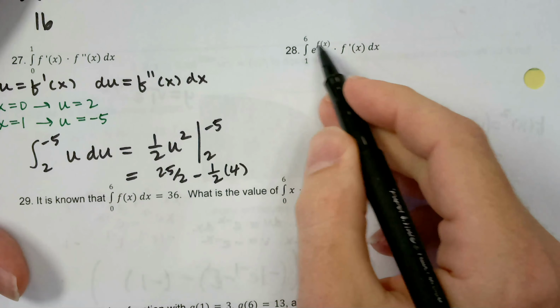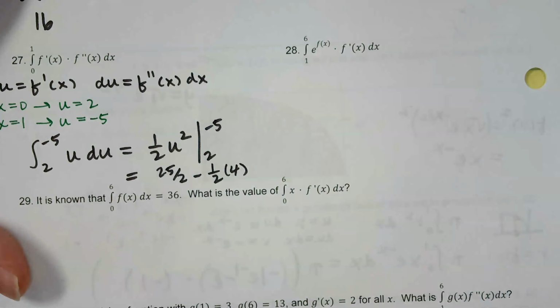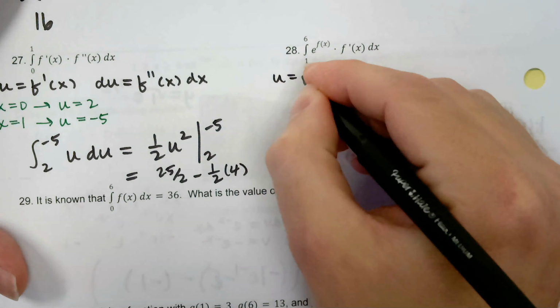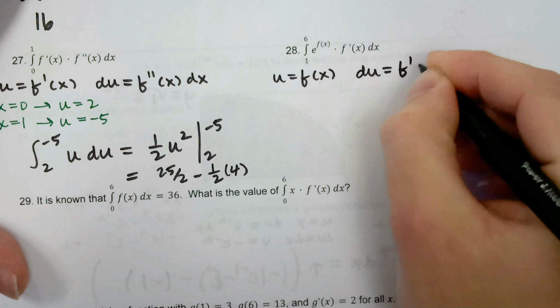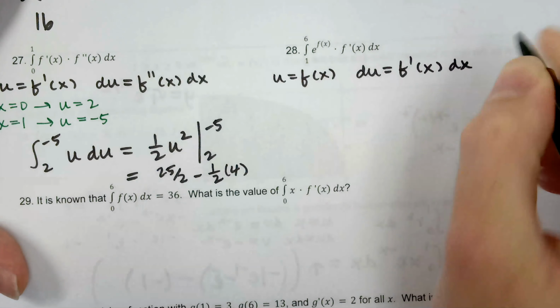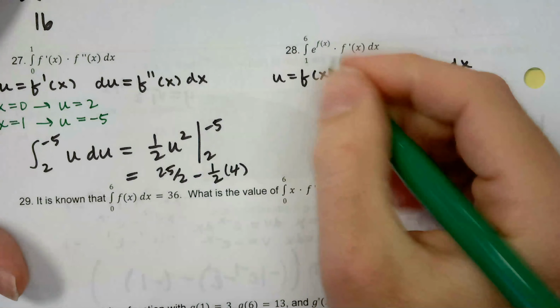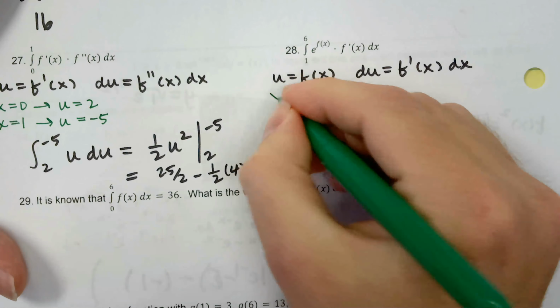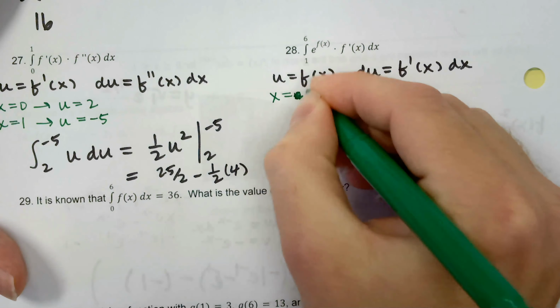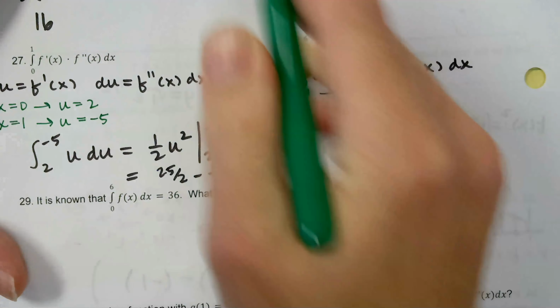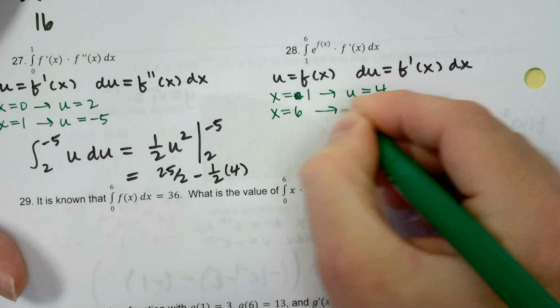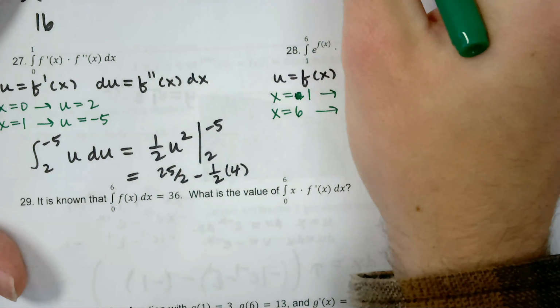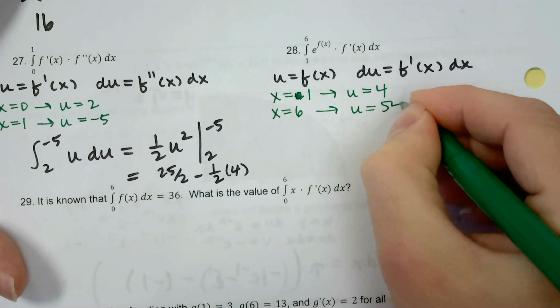E to the f of x times f prime of x, this is going to be another u to u. So u is going to be equal to f of x. Du is f prime of x dx. And that will be 1 to 6. X equals 1 gives me u equals f of 1, which was 4. X equals 6, u is going to be f of 6, which was 54.